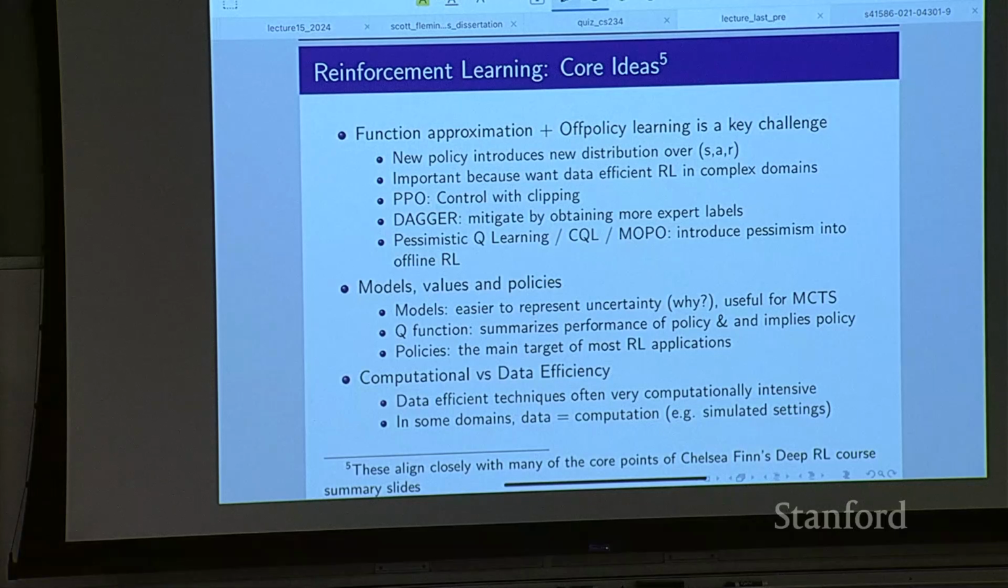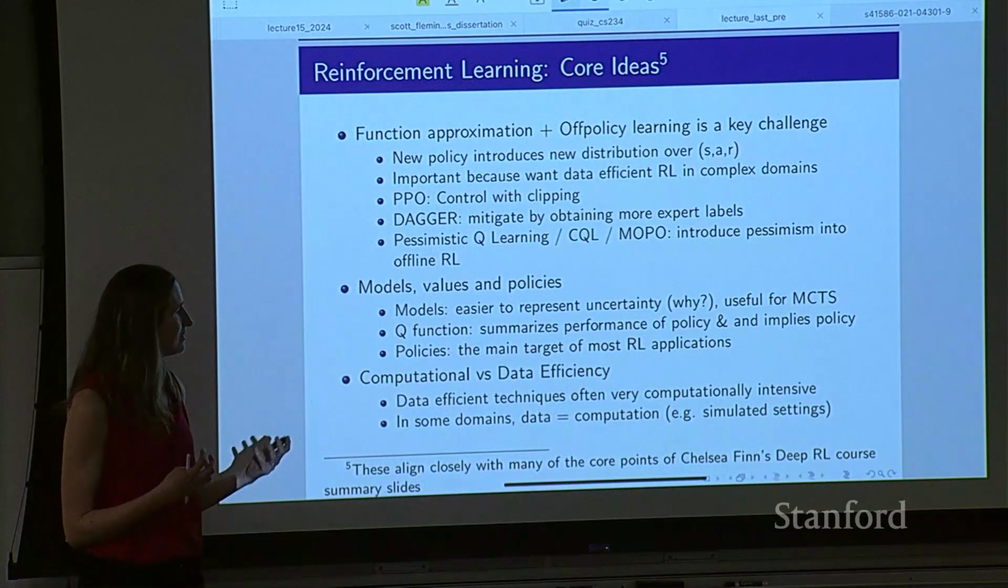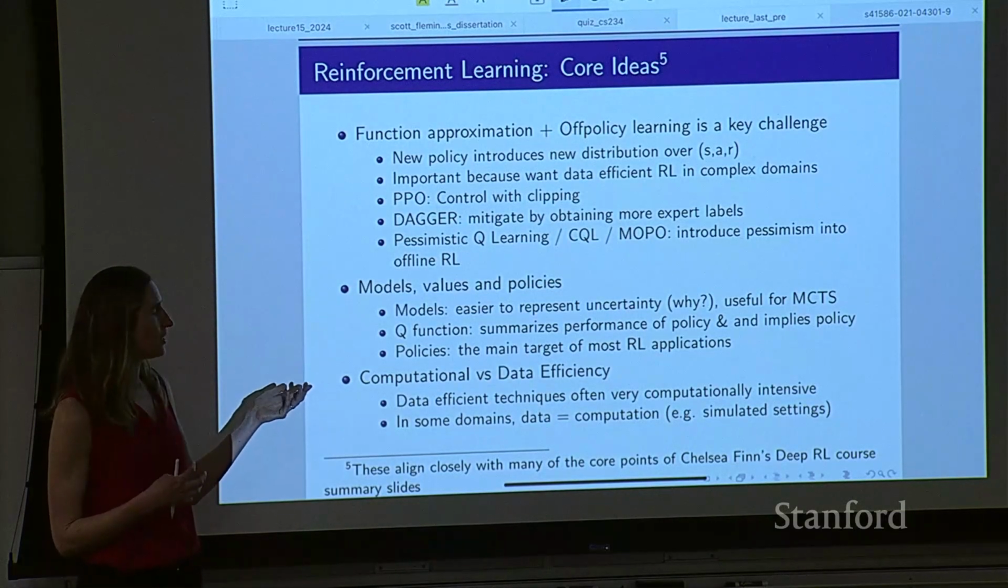it just summarizes the performance of your policy. And you can use it often to directly act, because you just take an argmax with respect to the Q function. So it's a good way to summarize how good things are.